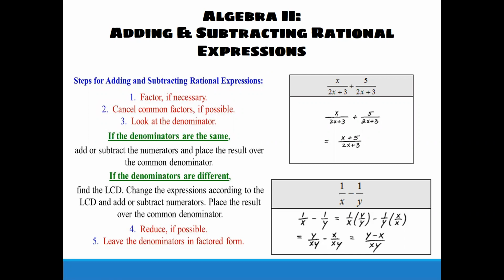So we're going to factor everything if possible, cancel any common factors, and then we're going to look at the denominator. If our denominators are the same, we're going to add or subtract the numerators, the numbers and terms on top, and place the results over the common denominator. If they're different denominators, we have to find the least common denominator and change the expressions so that they have a common denominator. Then we're going to add or subtract them. Again, place the result over the common denominator, reduce if possible, and leave everything in factored form on the denominator.